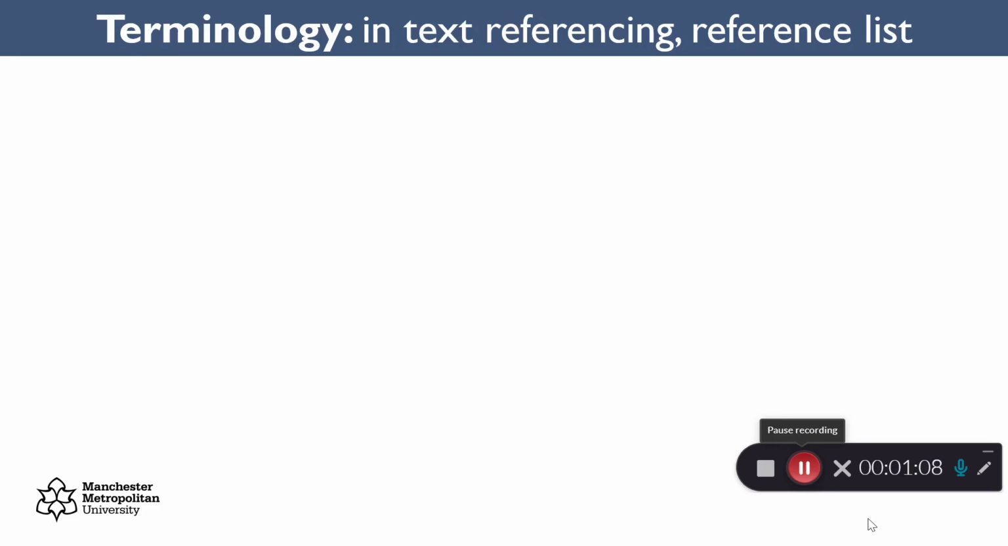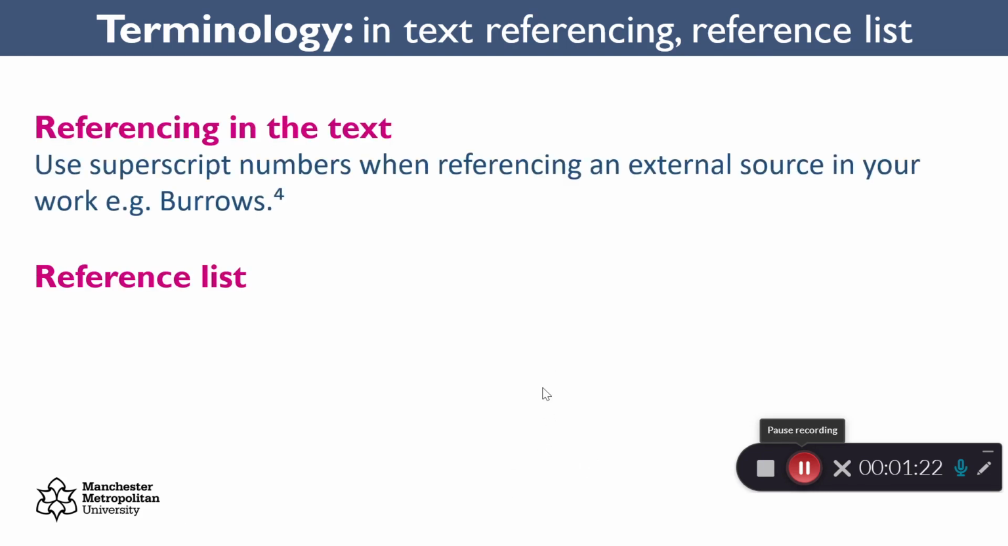When you are referencing using the RSC style, all the in-text referencing is done by using a superscript number. This number is usually entered at the end of the sentence after the full stop, as in the example here. But of course, it can also be used after the relevant word or chemical compound.